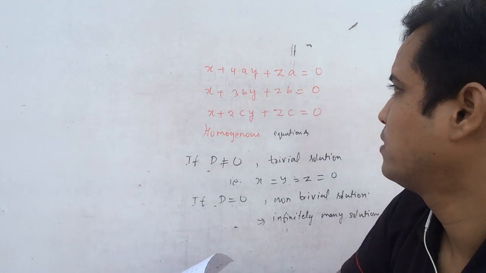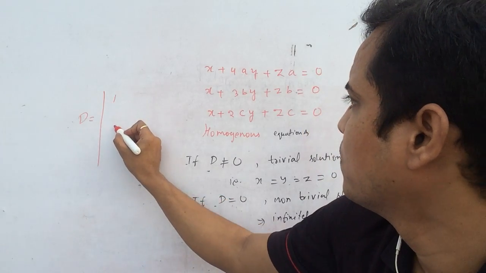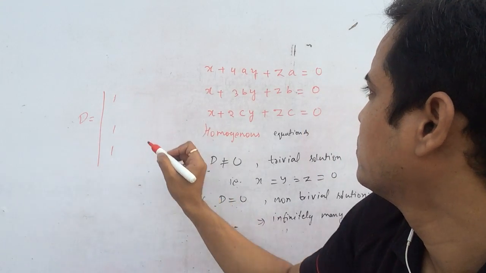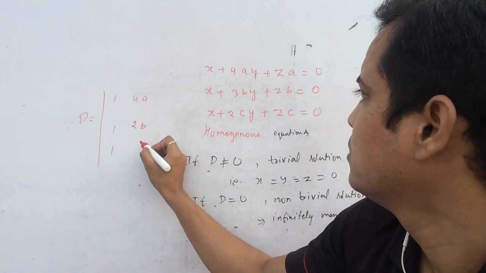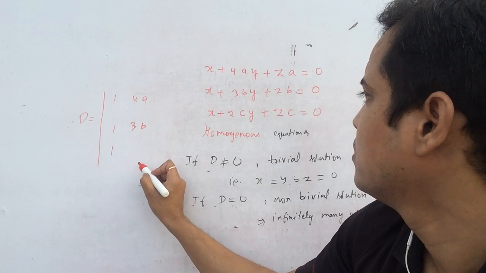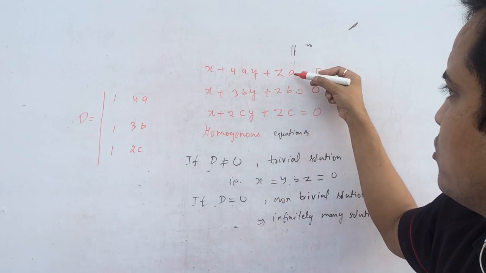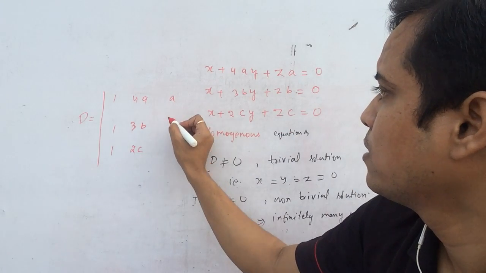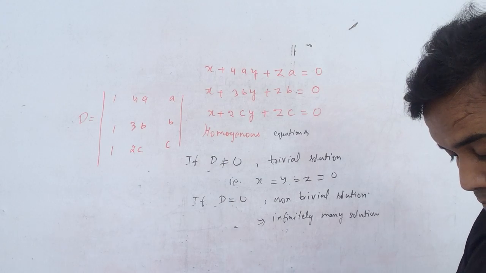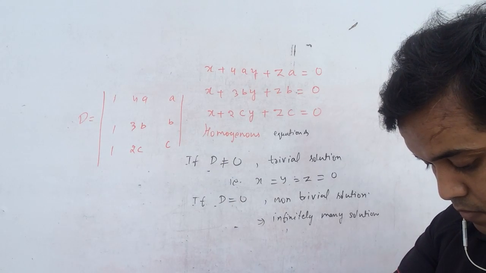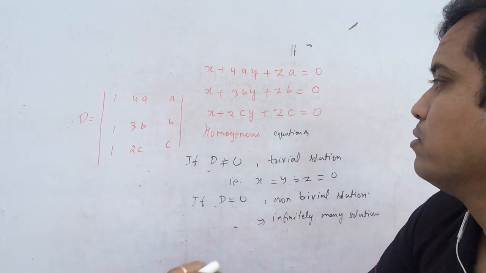So let's solve it. How would you solve? What about D? D is 1 1 1, 4a 3b 2c, and coefficient of z a b c. Is it the right question or not? I need to check it. 1 1 1, 4a 3b 2c, a b c, equal to 0.